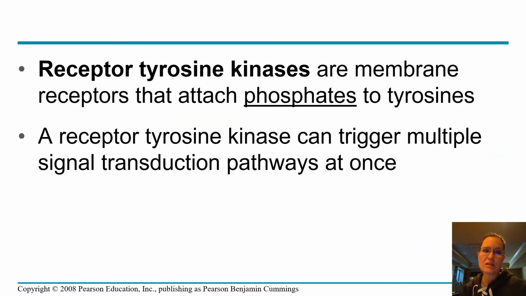Receptor tyrosine kinases attach phosphates, and the one cool thing is that they can trigger multiple signal transduction pathways at once. So this is the one where we tip the domino, and then the rest make a whole big bunch, and then we get a huge response.